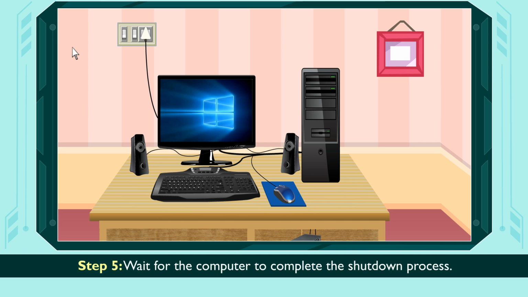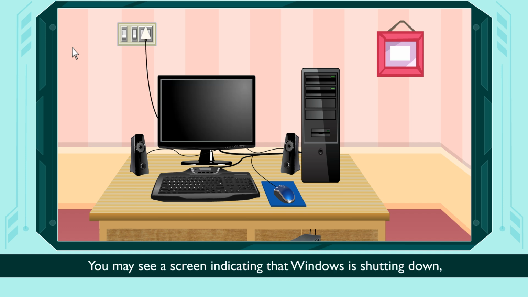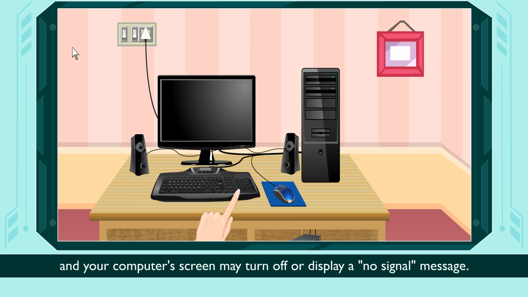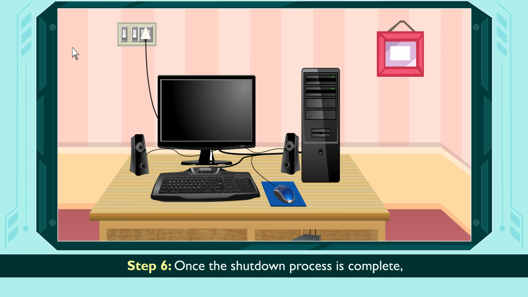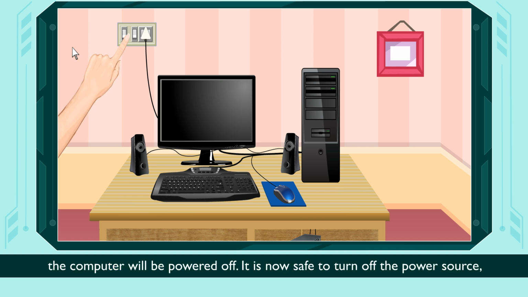Step 5. Wait for the computer to complete the shutdown process. You may see a screen indicating that Windows is shutting down and your computer's screen may turn off or display a no signal message. Step 6. Once the shutdown process is complete, the computer will be powered off.